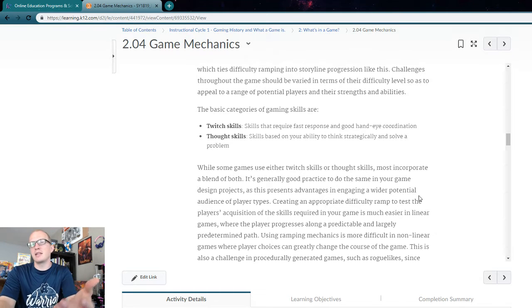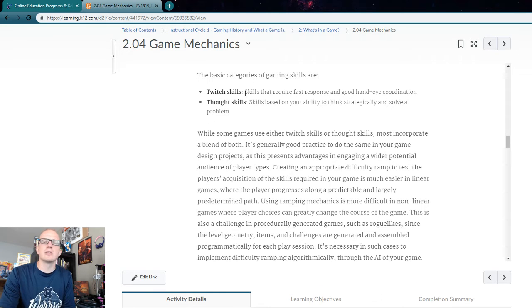Dark Souls is a great example of really good difficulty ramping. The bosses just get harder. They don't really take longer to kill. Okay, so there's things like twitch skills and thought skills. Obviously, this is gaming 101. Twitch skills are things like in Halo, if you're flipping around to throw a grenade.